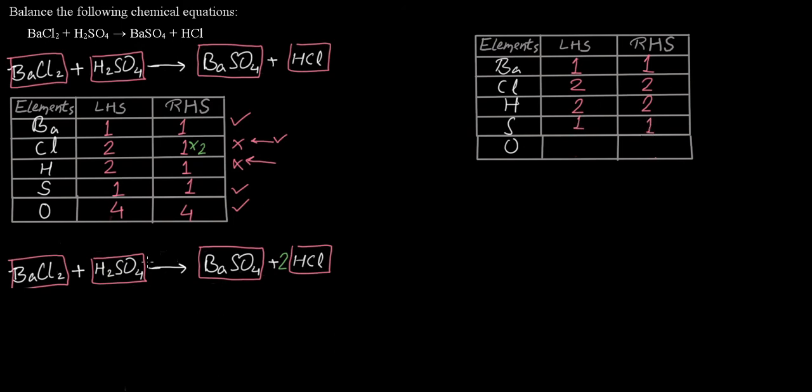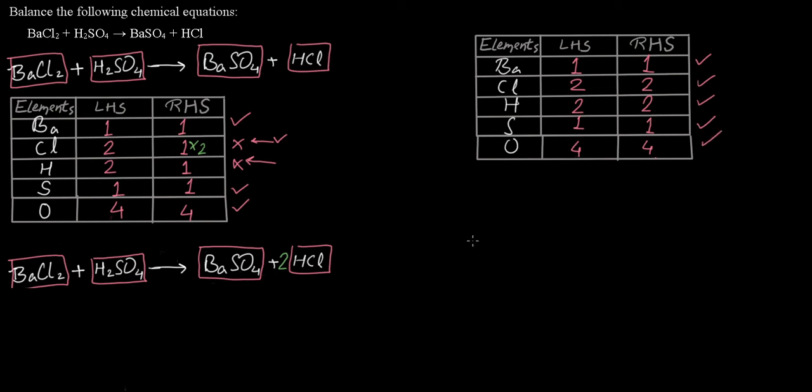And for oxygen, we have 4 of oxygen in H2SO4 on the LHS. And in the RHS, we have BaSO4 containing 4 oxygen atoms. So both the sides have 4 oxygen atoms. So let us write that down. So if you see, all of our elements are now balanced. So our equation is now balanced.